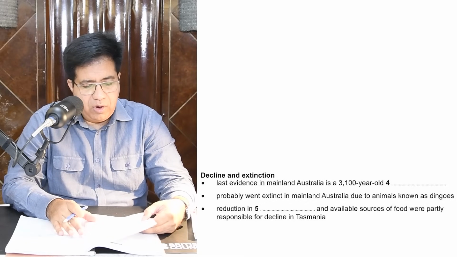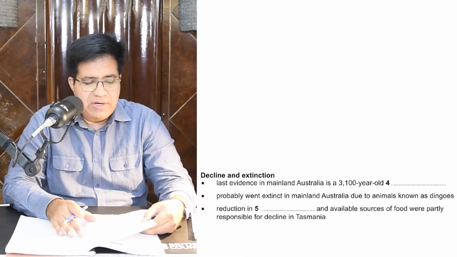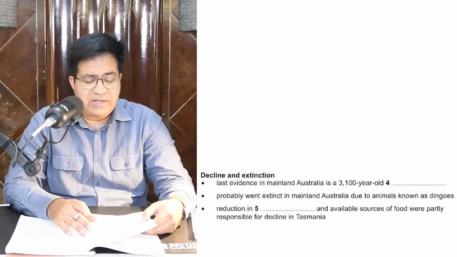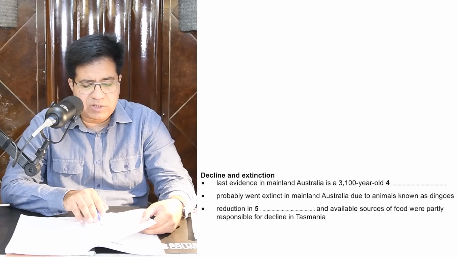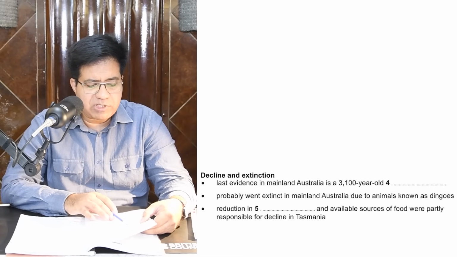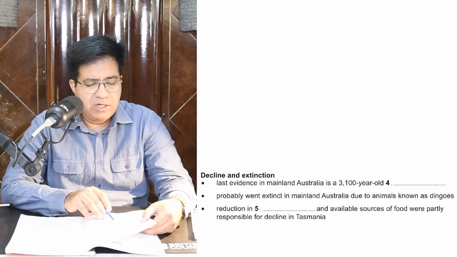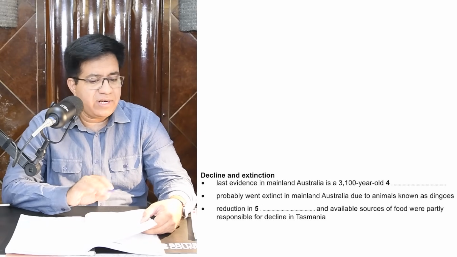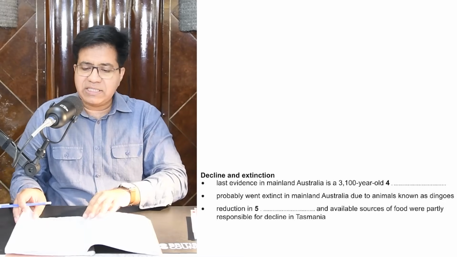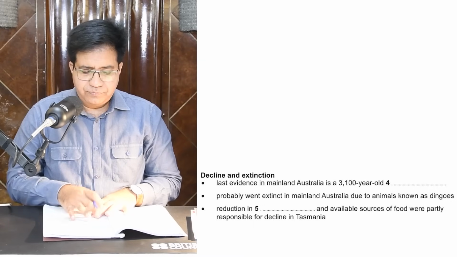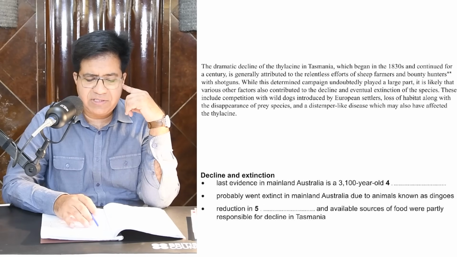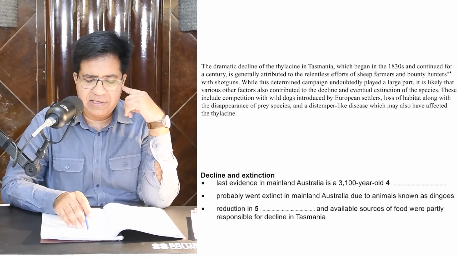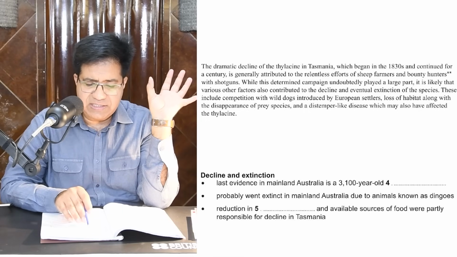All right, let's go on. Question number 5. Decline and extinction. Reduction in dash. Now reduction in what? And available sources of food were partly responsible for decline in Tasmania. Two things, reduction in food and reduction in something else. Please come to second page. Second page, first paragraph, they say dramatic decline of thylacine. So they talk about decline. Which began in 1830s and all that.